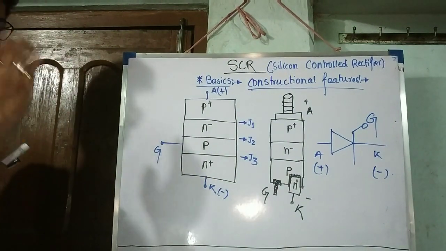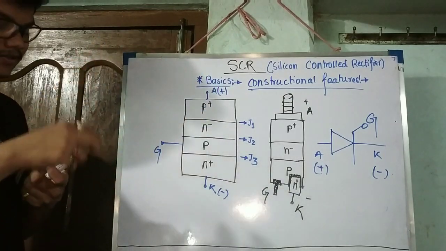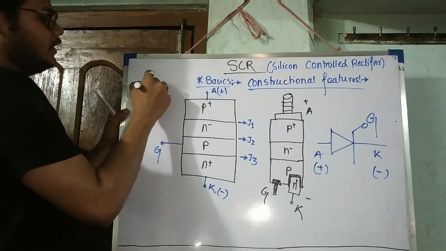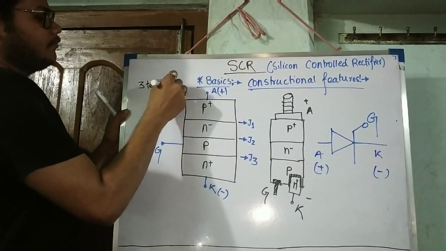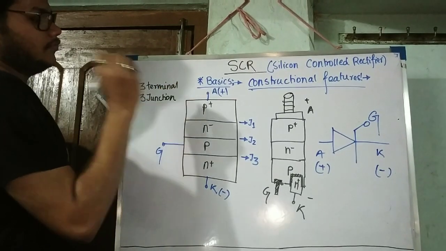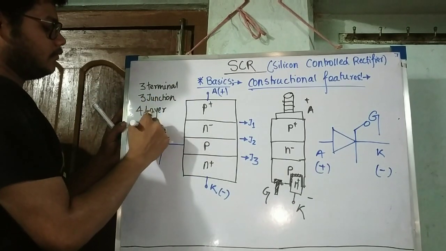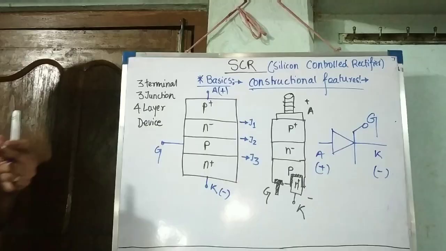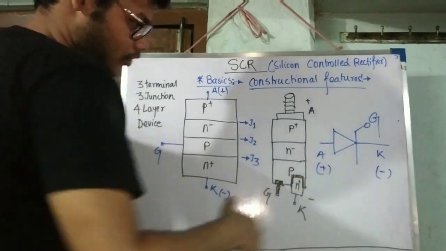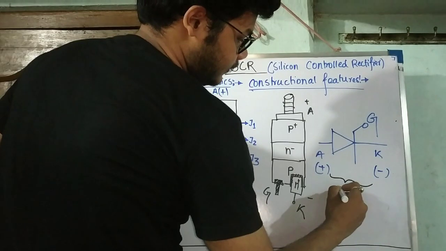Okay, so this is a 3 terminal, 4 layer, 3 junction device. So what is SCR? SCR is a 3 terminal, 3 junction and 4 layer device. Okay, and see the gate terminal in the symbol. This is a symbol of a thyristor or SCR.